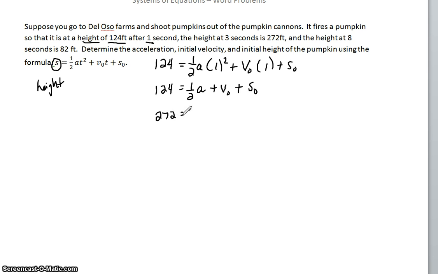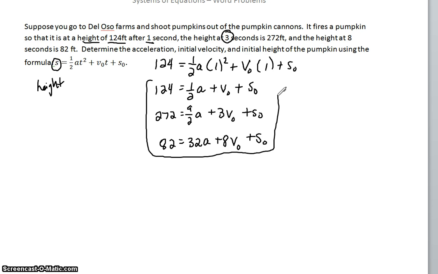272 equals 1/2 times, again I'm going to put the 3 in here for T, so it's going to be 9. So I'm just going to get 9/2 A plus 3 V sub 0 plus S of 0. And then the last one's going to give me 82. And it's going to give me 8. And I'm going to put 8 seconds right here for T. 8 squared, that's 64. 64 divided by 2 is 32. A plus 8 V sub 0 plus S sub 0. So these are your equations right here. Okay? So these are your 3 equations.